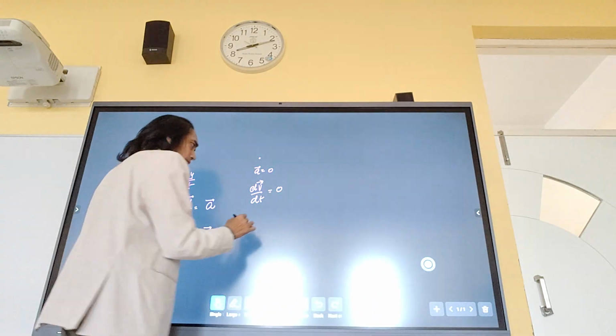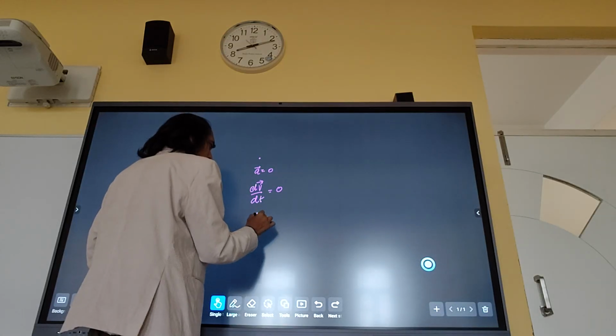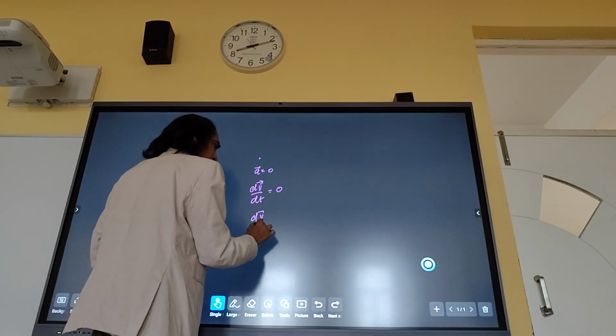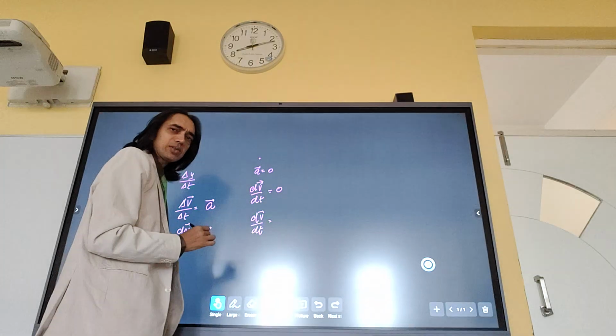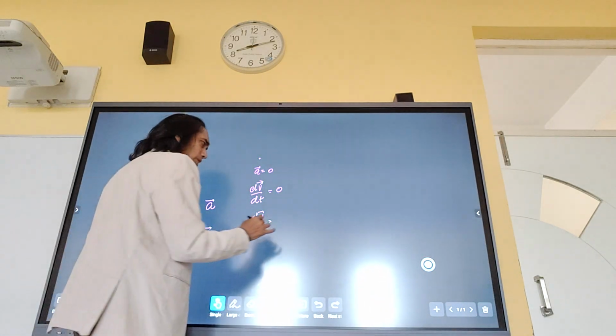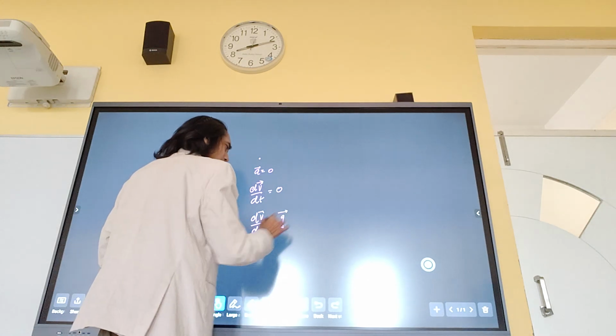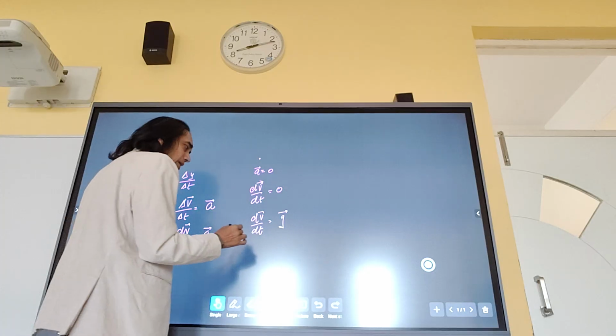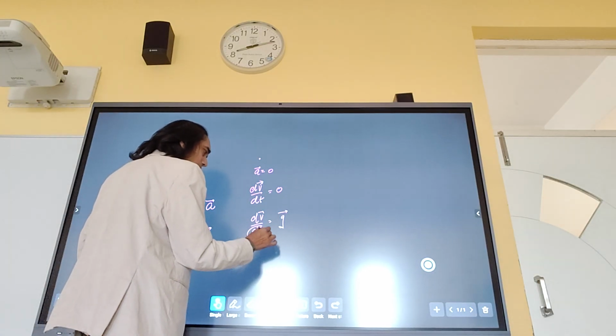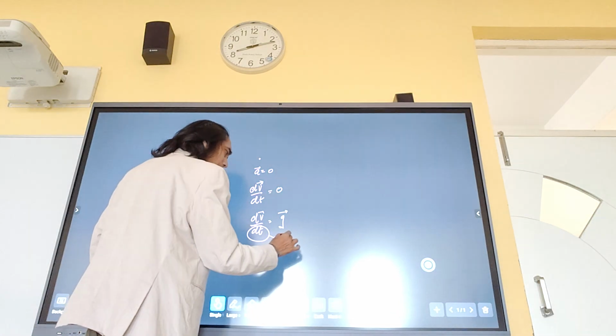You write 0. Teacher says, no, it will not be 0. Why? Because force is continuously acting on it. If force is continuously acting on it, acceleration is force divided by mass. So force divided by mass, we get as g. It will be g. So what we have to understand from here is the relation between dt and the moment.